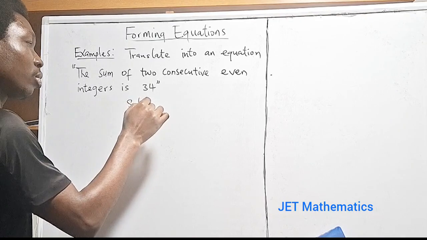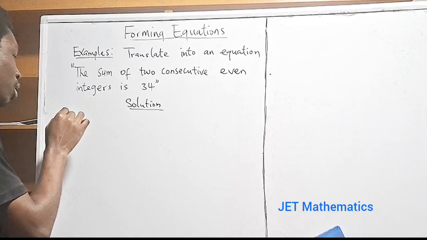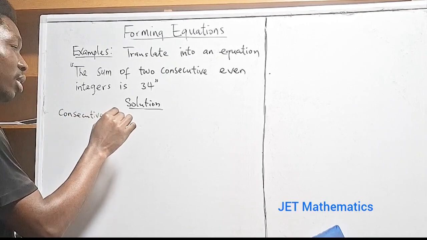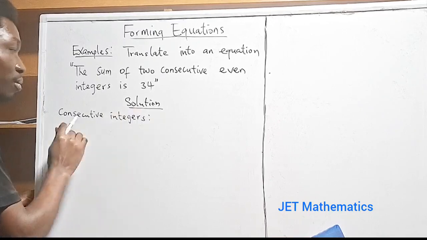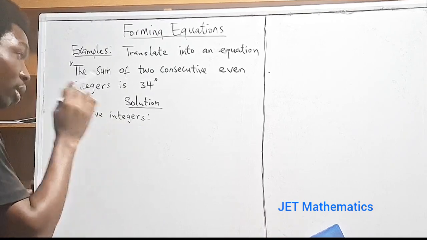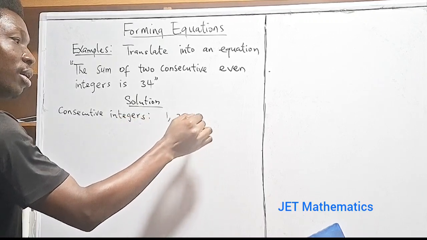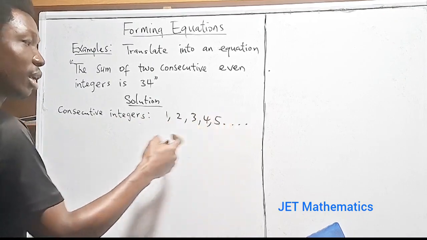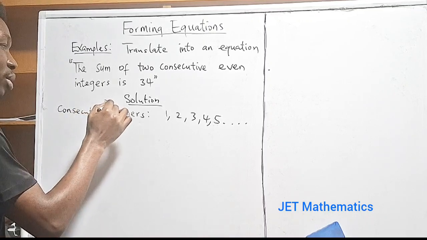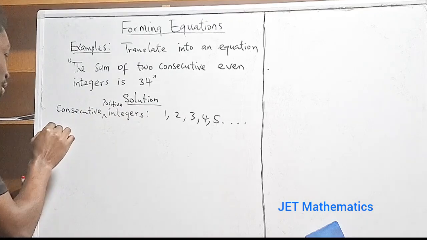Solution. First of all, we know consecutive integers. We are considering just positive integers here. Remember that this will be 1, 2, for instance, 3, 4, 5, just like that. You see them, consecutive integers. Let's look at positive integers. Then let's also see what consecutive even integers will be.